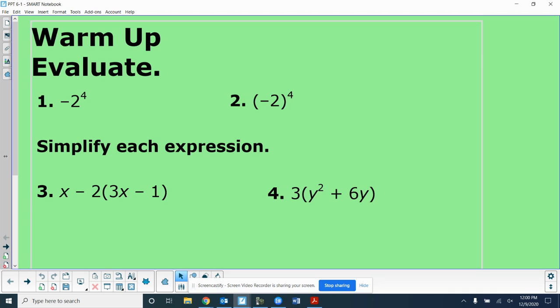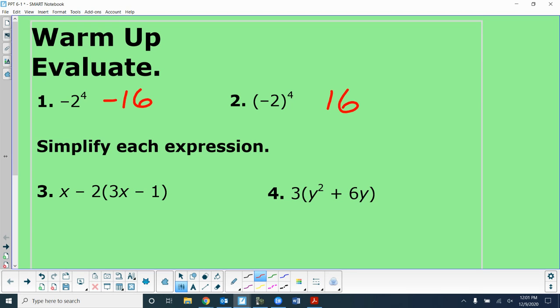Okay, so that's the first one. Some of you have already been working on it. Negative 16, yes. And what's number 2? Positive 16. Do you see the difference? Here you're doing 2 to the 4th first, and then you take the negative. The other one is negative 2 times negative 2 times negative 2 times negative 2, which would be positive.